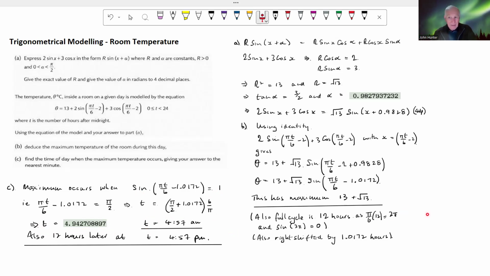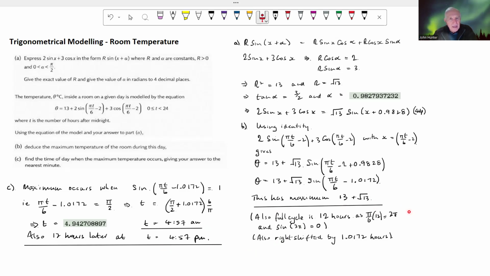Right, okay, that's a little bit implausible anyway, isn't it? Rooms tend to rise up in temperature through the day. We'd normally think there would be just one maximum temperature, probably early afternoon sometime. But on this one, we got 4:57 a.m. Of course, the other thing with this is it's a 12-hour cycle, so we're actually in a 24-hour period. We're going to get another maximum, which will happen 12 hours later at 4:57 p.m. Right, okay, so those are our answers to this particular problem.